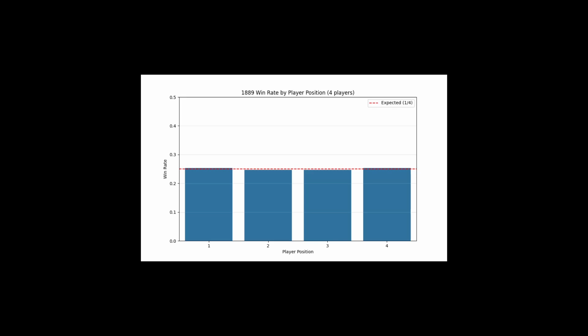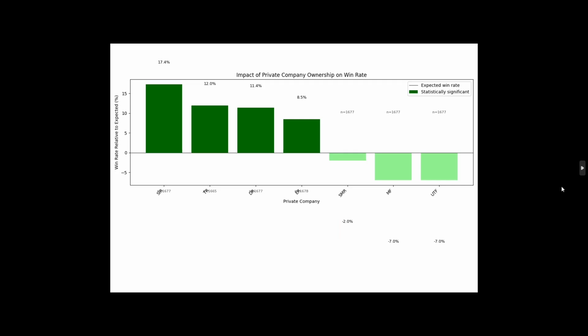And here we'll see that the player position for 1889, just as for 1830, really doesn't seem to impact the expected win rate. We can look at the privates again and see that the SR, TR, DR, and ER all seem to have significant impacts on your win rate, and they all are positive impacts, whereas the Mitsubishi Ferry, the Ino Takamatsu, and then the Mine company seem to have negative impacts on your win rate, but they didn't achieve statistical significance. So this would give you an idea of what the good privates are.